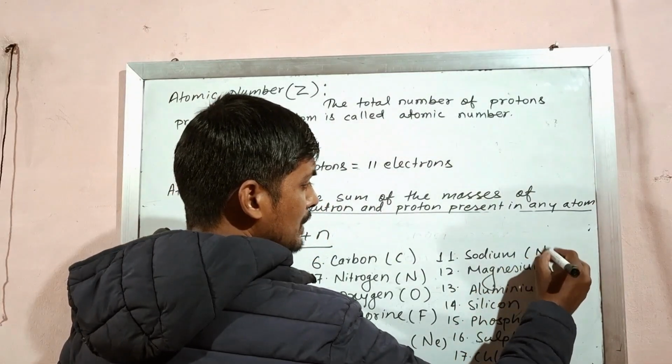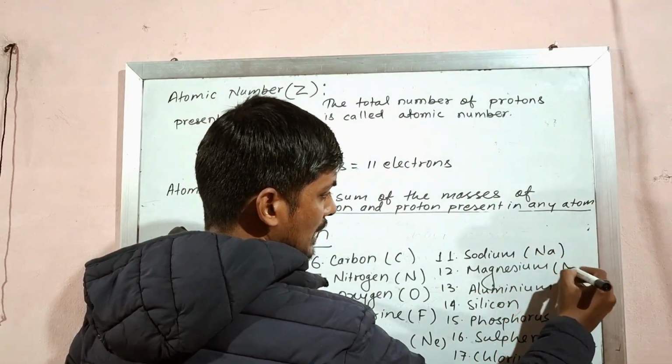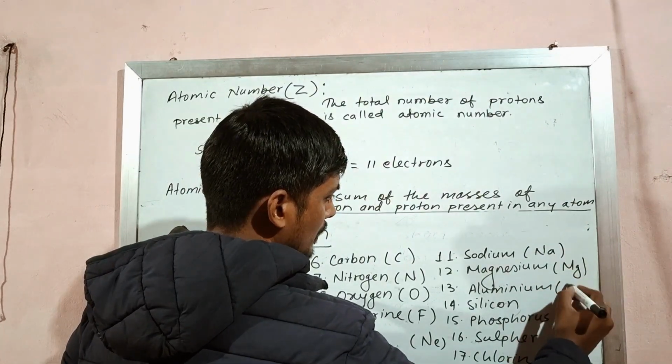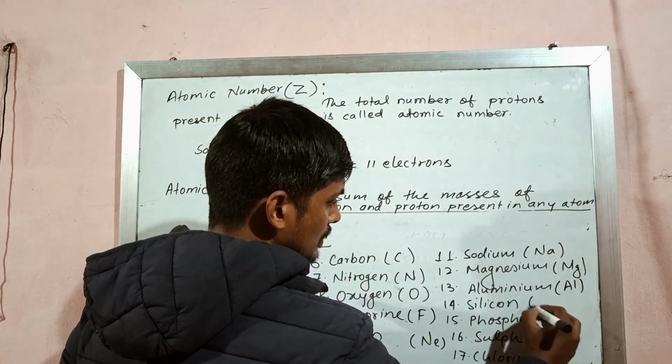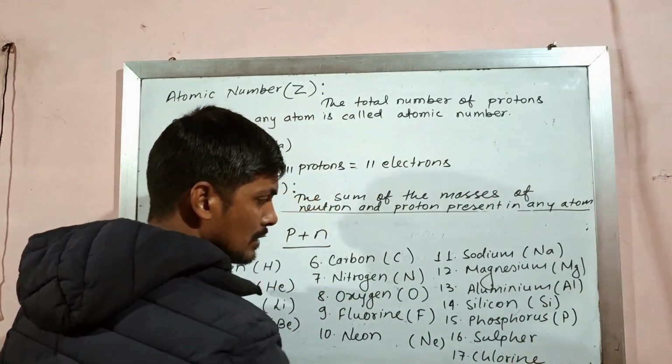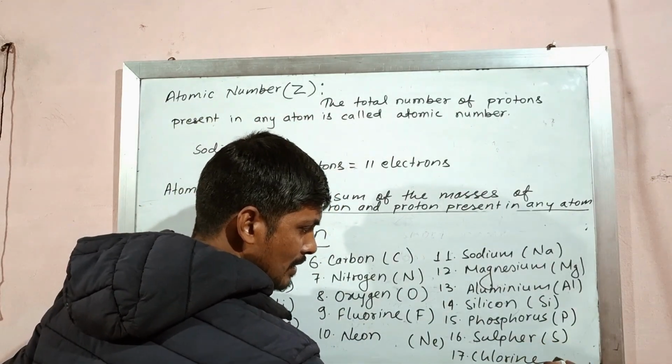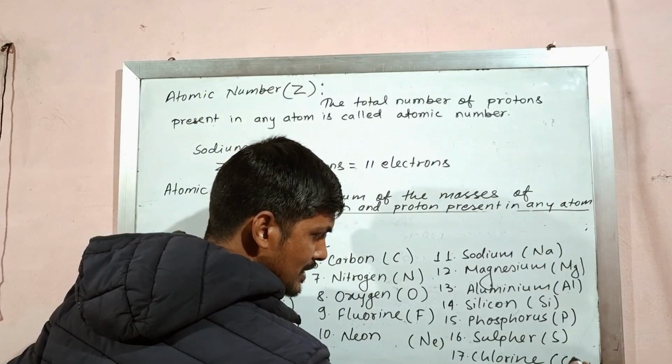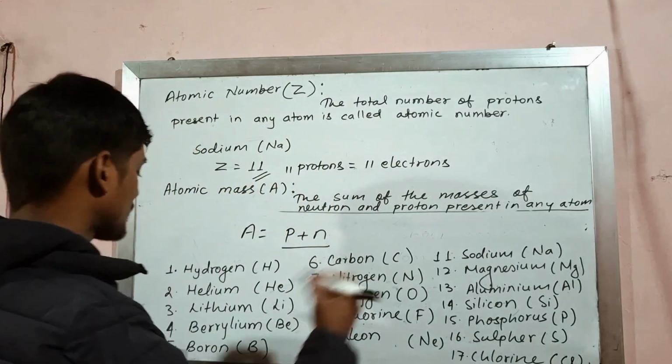Symbol of sodium Na. Mg. Al. Si. P. S. Capital C, small l, Cl.